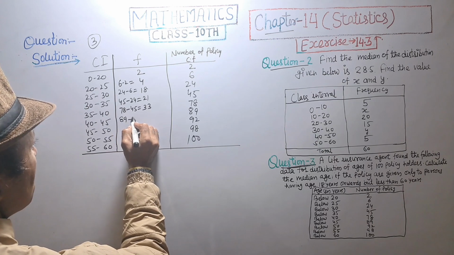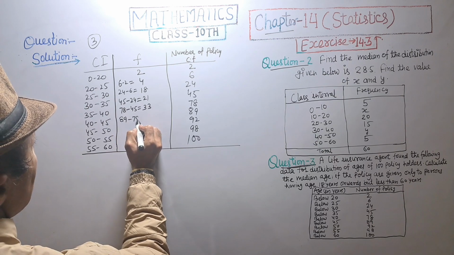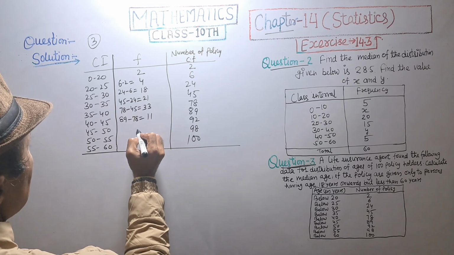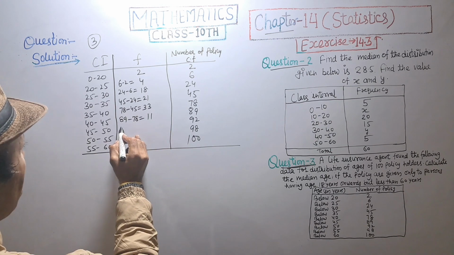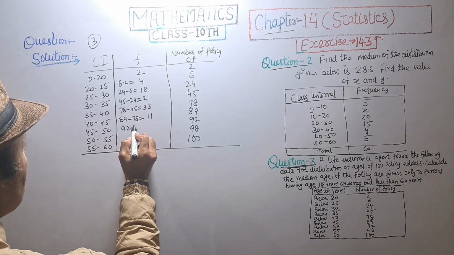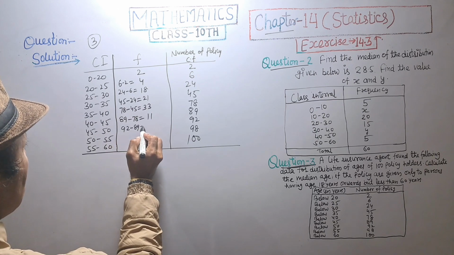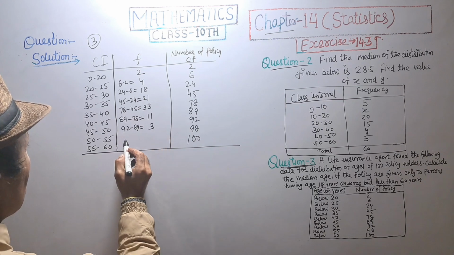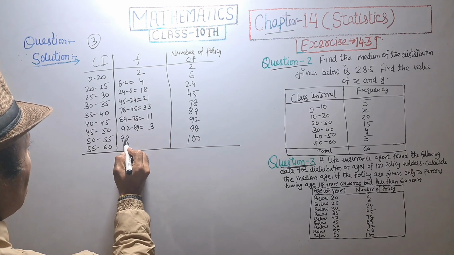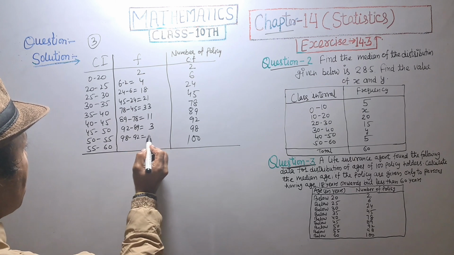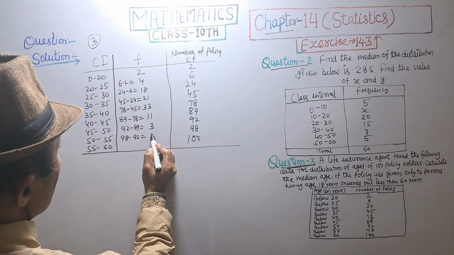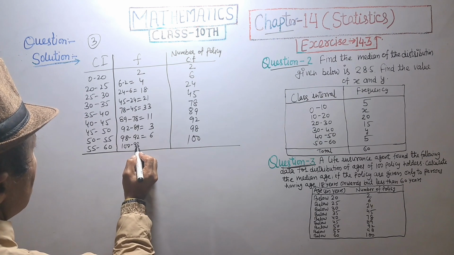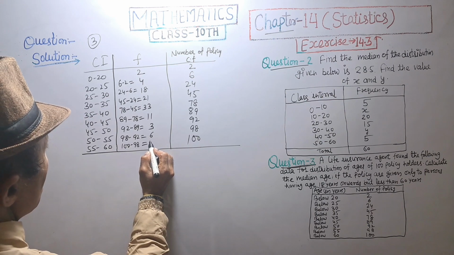89 minus 78 is equal to 11, 92 minus 89 is equal to 3, 98 minus 92 is equal to 6, and 100 minus 98 is equal to 2.